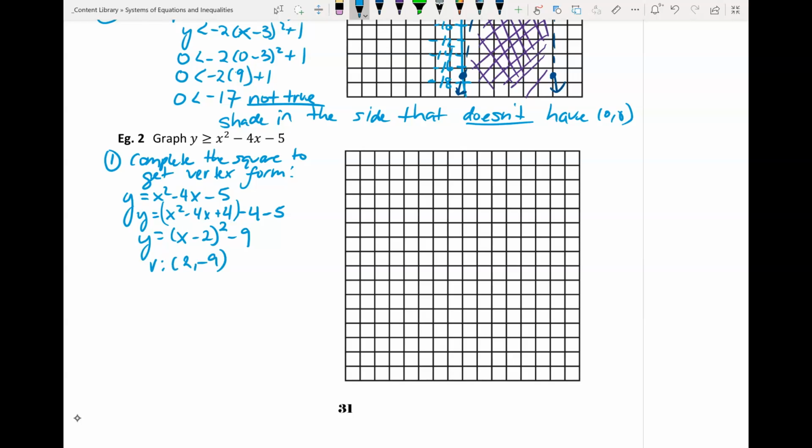Now the next thing we want to do is find another point. We could just find the y-intercept. And then when we do this, we will plug in x equals 0. And we're going to get back -5. So I'm going to go ahead and graph those 2 points that we know.